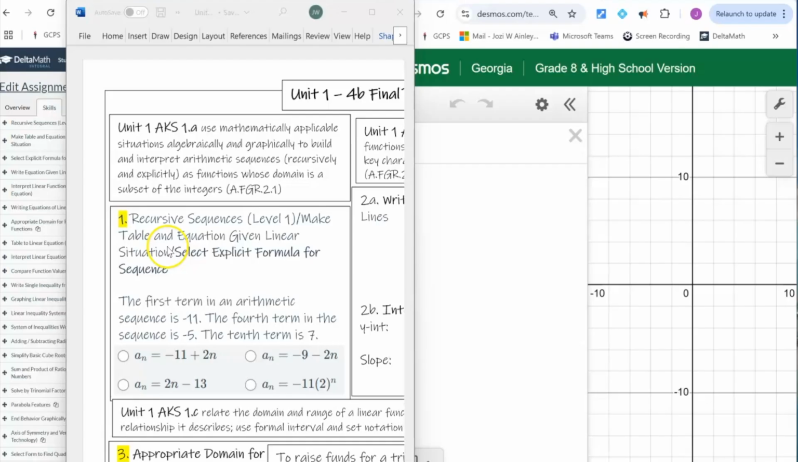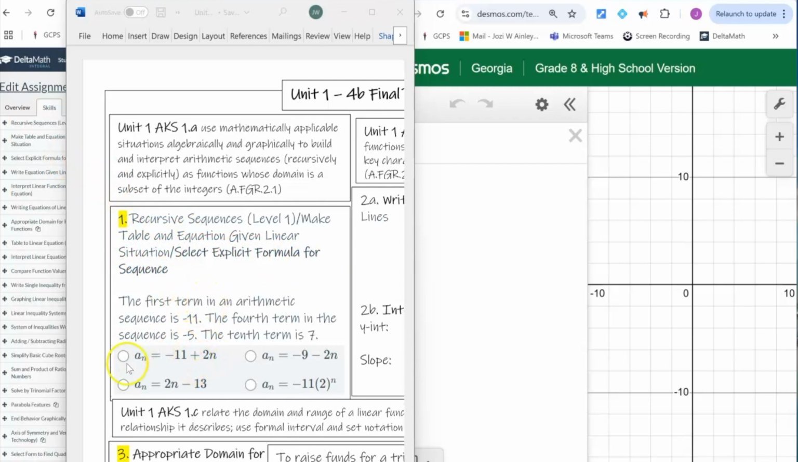Let's practice. All right, so we're going to take a look at AKS 1A in Unit 1 to use mathematically applicable situations algebraically and graphically to build and interpret arithmetic sequences recursively and explicitly as functions of which the domain is a subset of integers. So today, we are looking at selecting explicit formulas for a sequence. And yes, I can show you how to do it from the formula sheet.